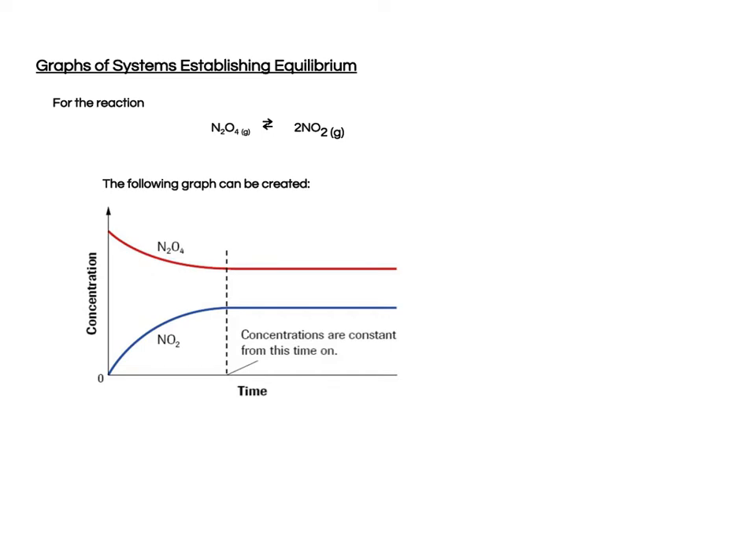All right, so today I want to pick up where we left off with equilibrium yesterday. Hopefully you were able to make sense of the ideas related to equilibrium. And so we're going to start today by looking at the graphs of systems that are experiencing or attaining equilibrium.